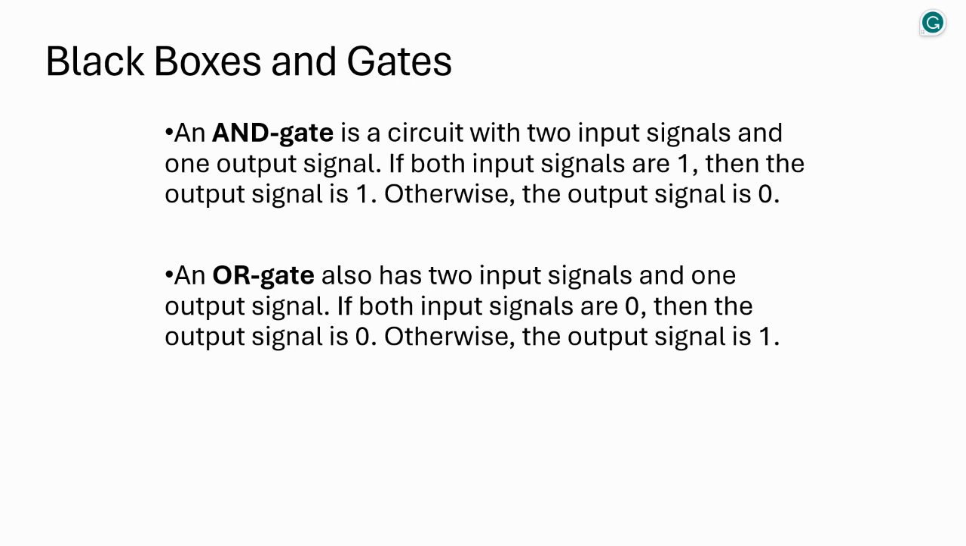The OR gate has 2 input signals as well and 1 output signal, but you only need one in order for the output to be 1. So if both input signals are 0, then the output signal is 0. But otherwise, the output signal is 1. So we only need one of the input signals to be 1 or the other.